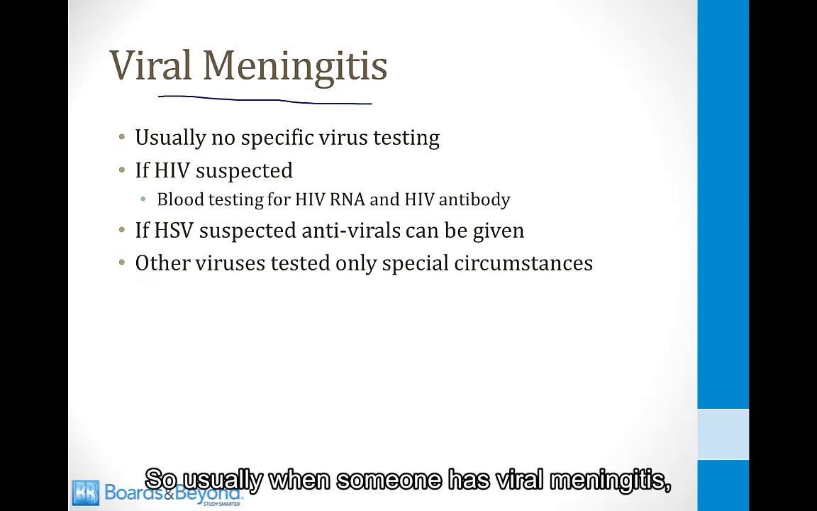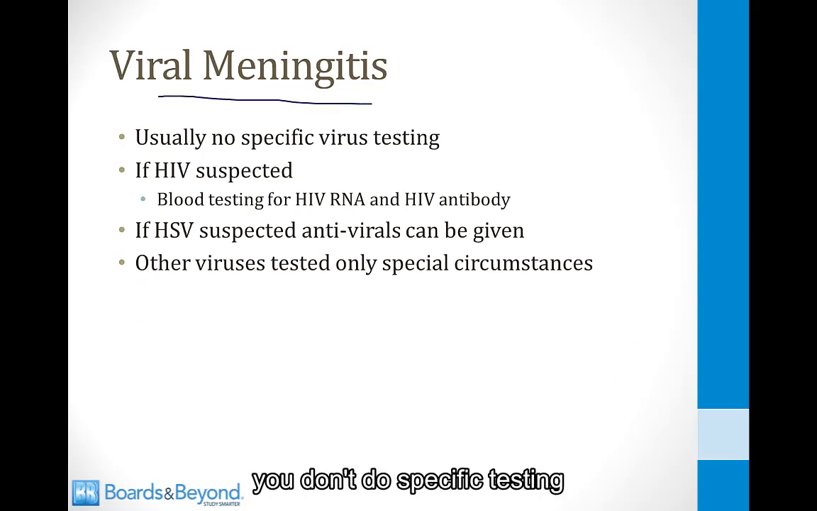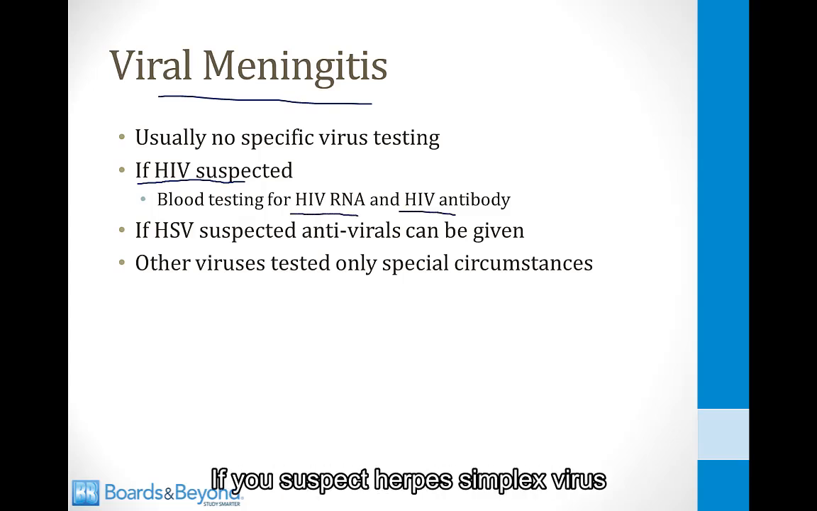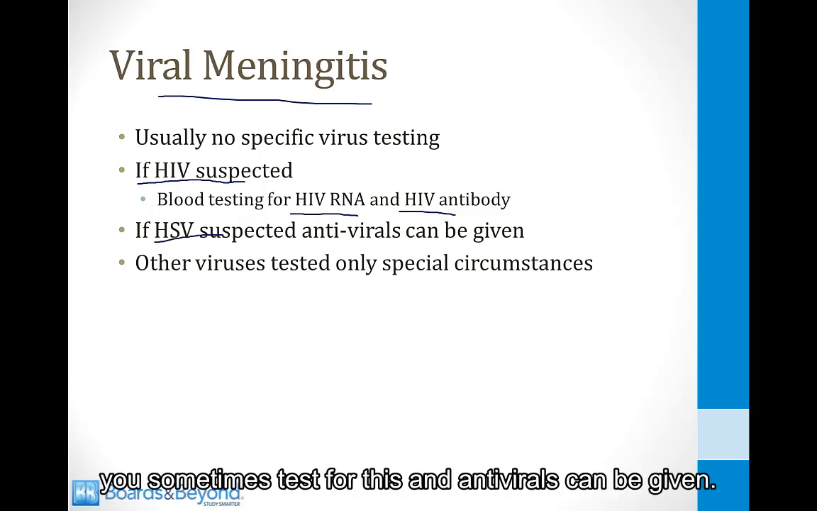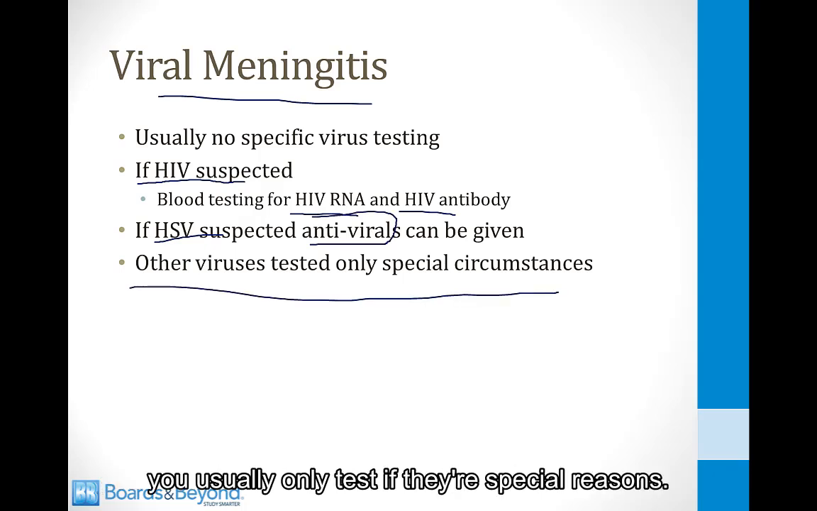So usually when someone has viral meningitis, you don't do specific testing to figure out what the virus is. There's a couple of exceptions to that. If you think they might have HIV, then you obviously test their blood for HIV RNA and HIV antibody. If you suspect herpes simplex virus, you sometimes test for this, and antivirals can be given. For the other viruses, you usually only test if there's special reasons.